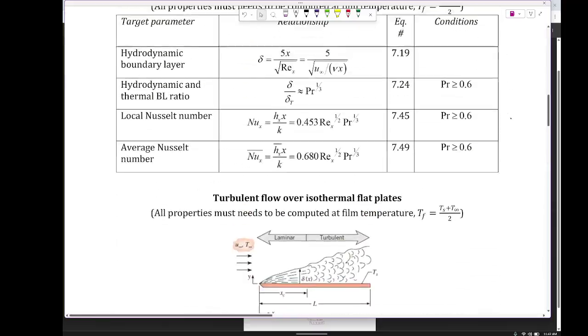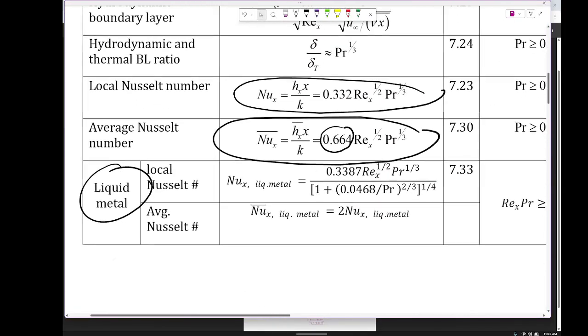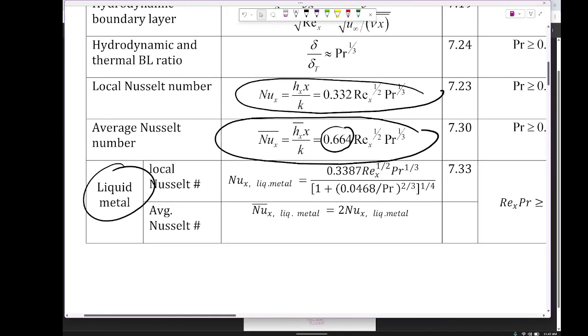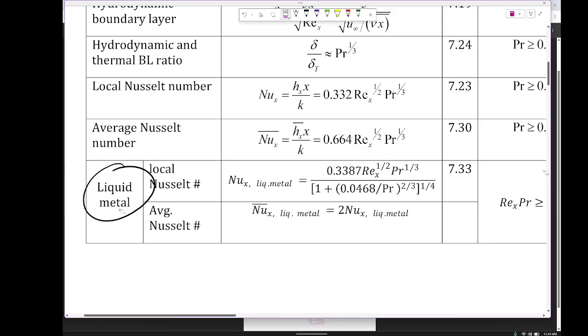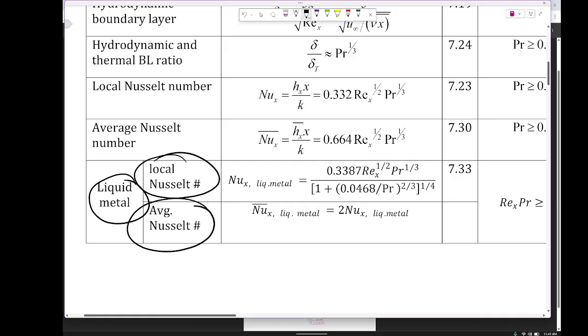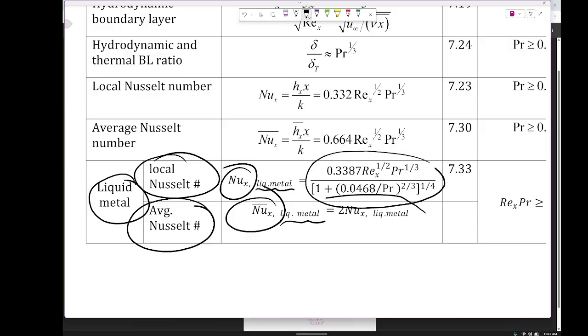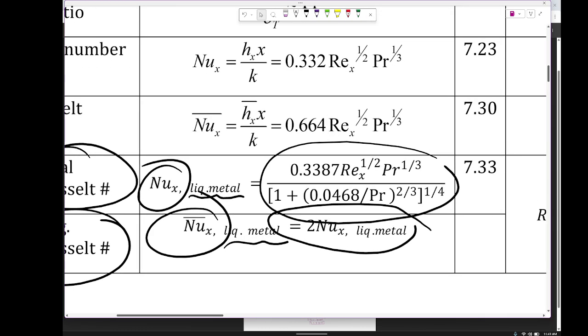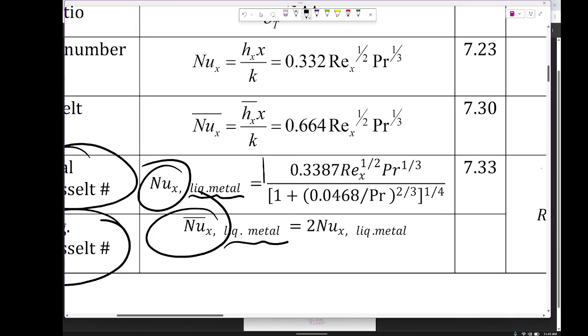Using these two equations for liquid metal, I'm going to take out everything else and just focus on liquid metal. You have the local Nusselt number and the average Nusselt number, two different equations. On the subscript, I have liquid metal along with whatever you had before. And on the right side, I have a complex equation.